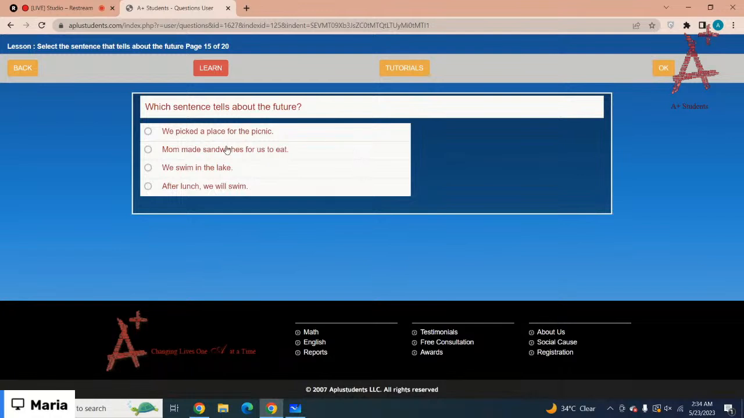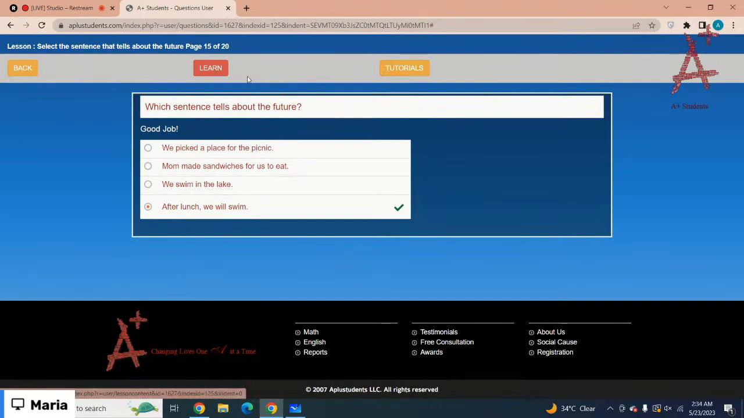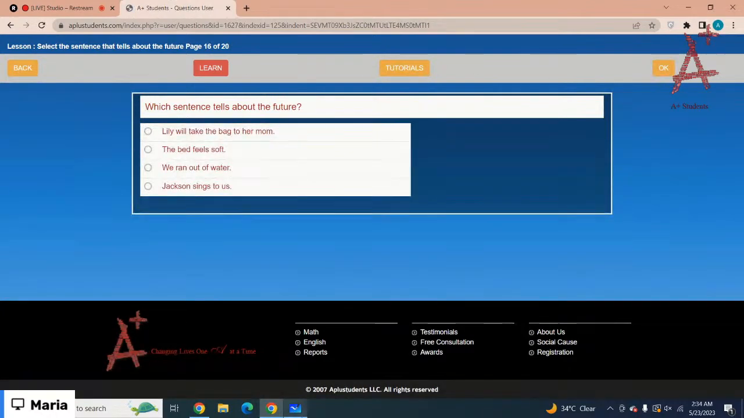Which sentence tells about the future? We picked a plate for the picnic. Mom made sandwiches for us to eat. We swim in the lake. After lunch, we will swim. So, which is the correct option? That would be after lunch, we will swim. Got it? Okay, you can complete the test by yourself later today.